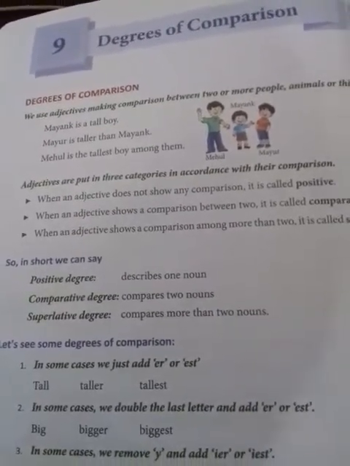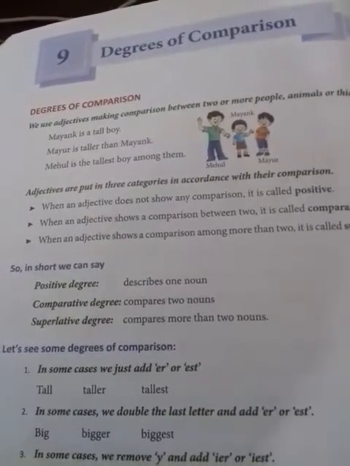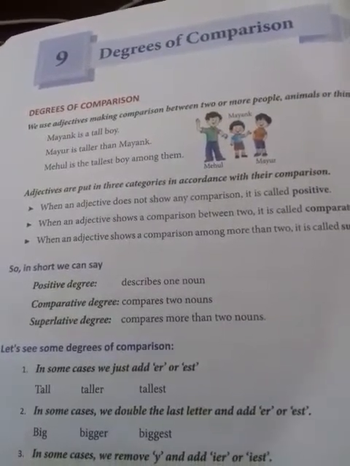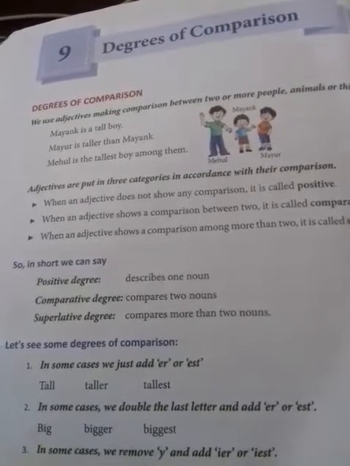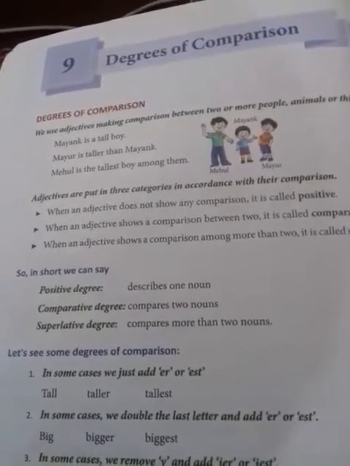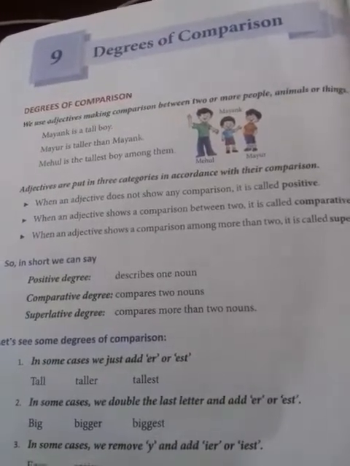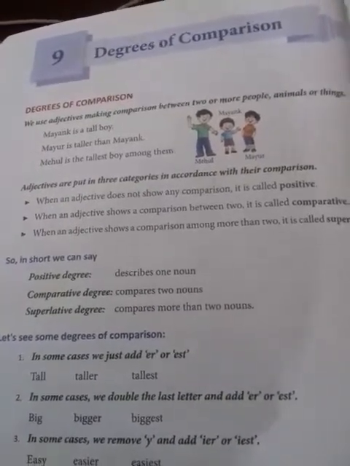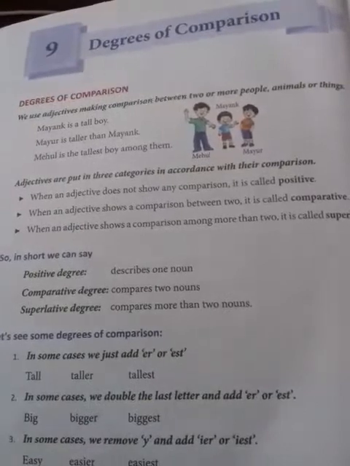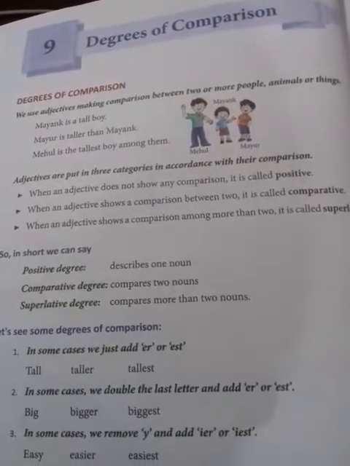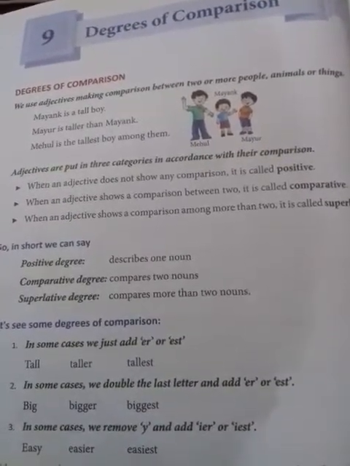Mayank is a tall boy. Here we are talking only about Mayank. There is no comparison, so we are using positive degree. And in the second sentence, Mayur is taller than Mayank. Here we are using comparative degree because we are talking about two boys, that is Mayur and Mayank.